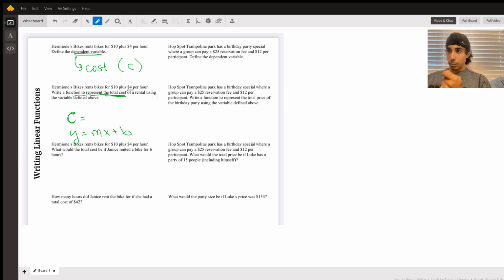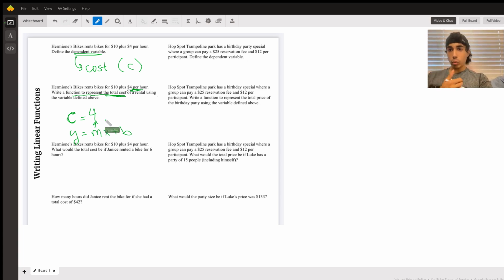So m is going to be that rate. So it says $4 per hour. The key word here that you're looking for is per. Whenever you see this word per, that is going to be your slope. So your slope is 4. Don't ever plug anything in for x. We'll just leave that x there.